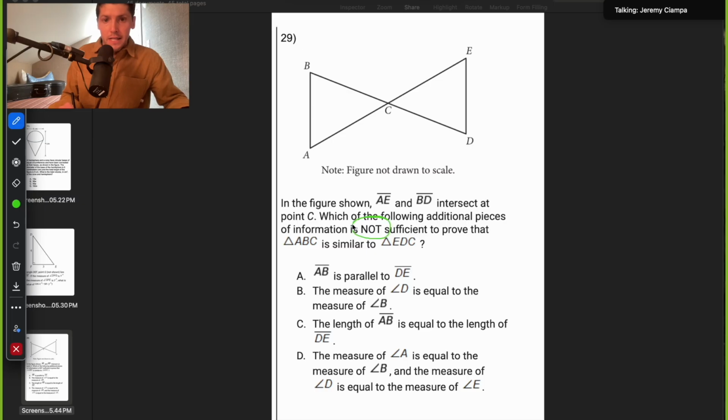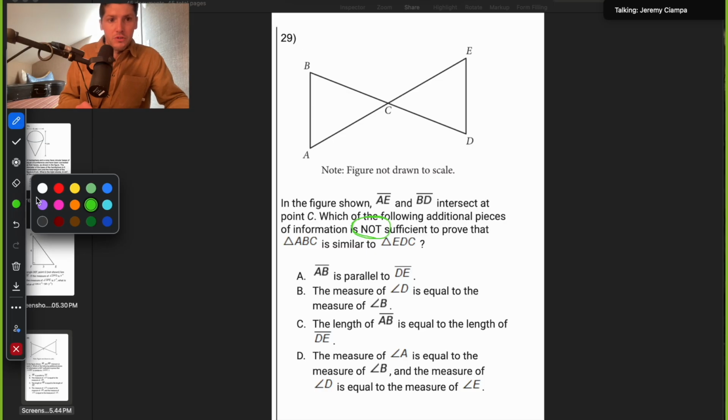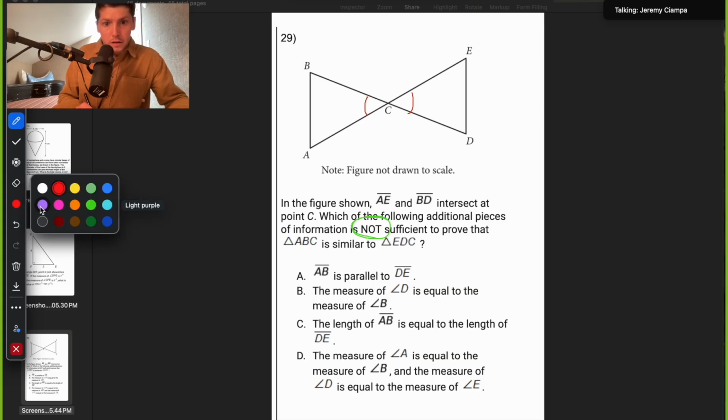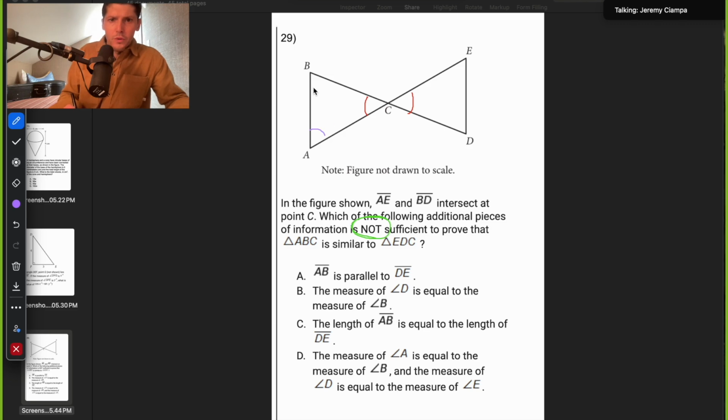Okay, highlighting the word not again. Let me go down to answer choice D. The measure of A. Again, let's mark these. The measure of A is equal to the measure of B. Okay, interesting. And the measure of D is equal to E. This is such an interesting fact.